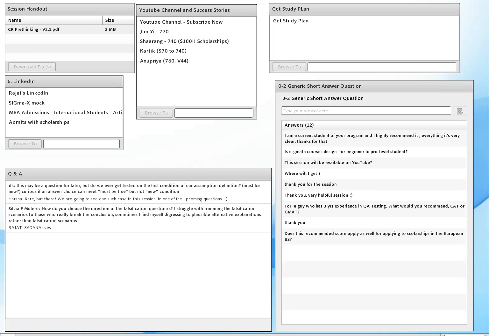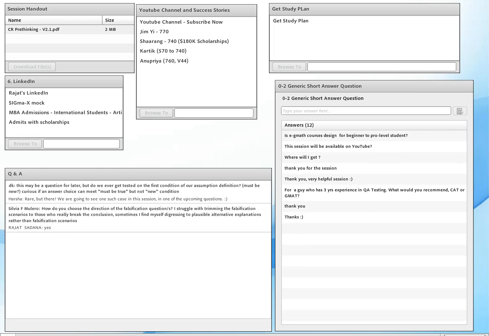For a guy who has 3 years of experience in keyword testing, what would you recommend, CAT or GMAT? That's a question I can't answer. It just depends on what your goals are. If you're aiming for top schools, you would study the GMAT. Why? Because it helps you get into the IIMs as well as the ISB and other top schools.